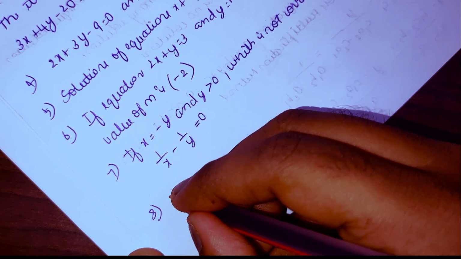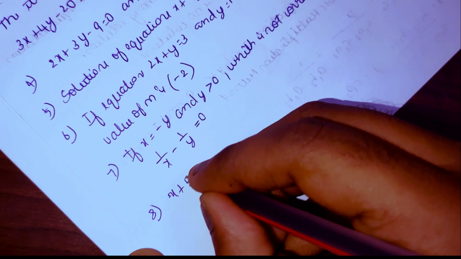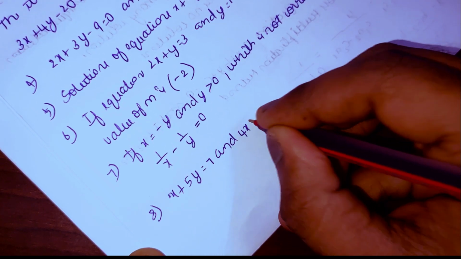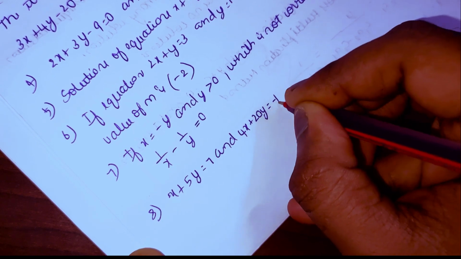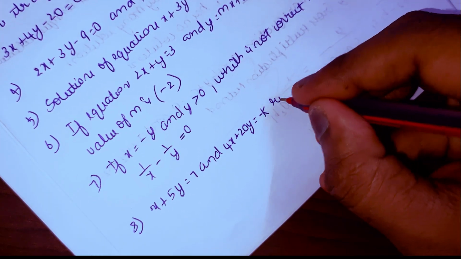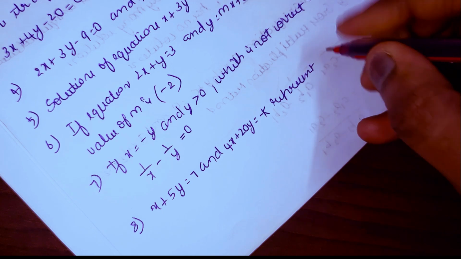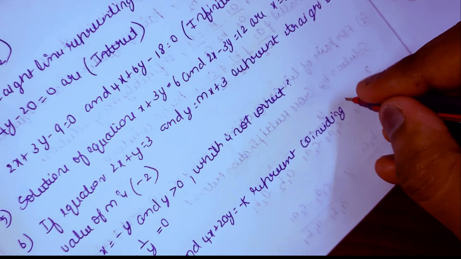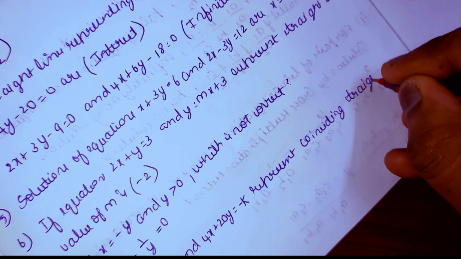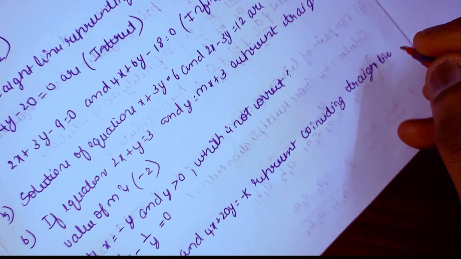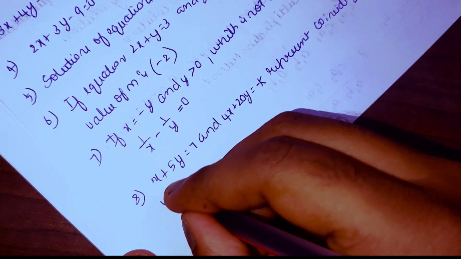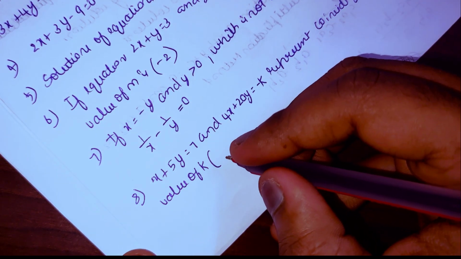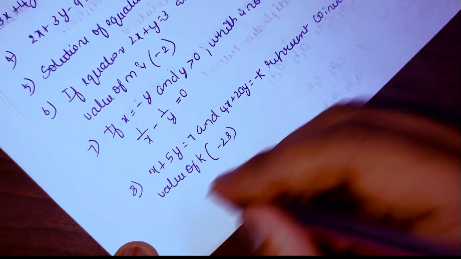We'll move into the 8th question. If equations x plus 5y is equal to 7 and 4x plus 20y is equal to minus k represent coinciding straight lines, we have to find the value of k. Value of k is minus 28.